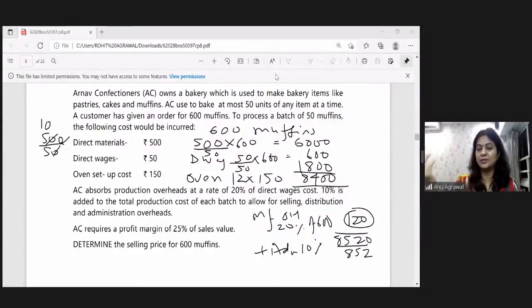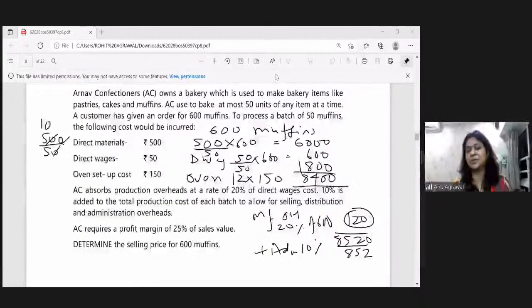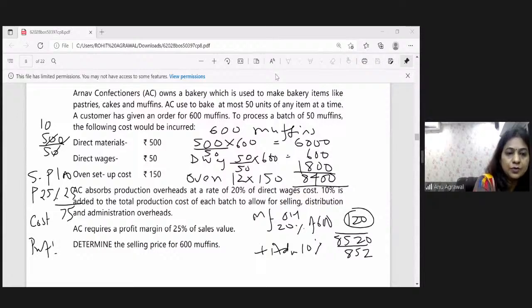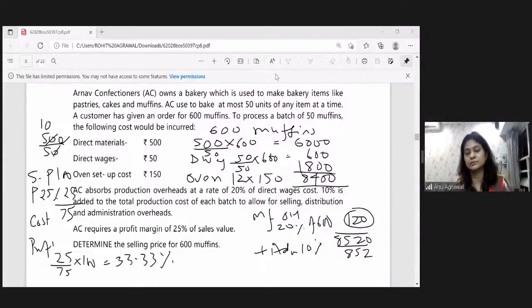If it is 25% on sale value, it will be 33.33% on cost. You can do it. How? Selling price is 100. Profit is 25%. So this is 25, so cost is going to be 75. So profit percentage will be 25 divided by 75 into 100. If you calculate, this will be 33.33. You can just add it and get the cost.